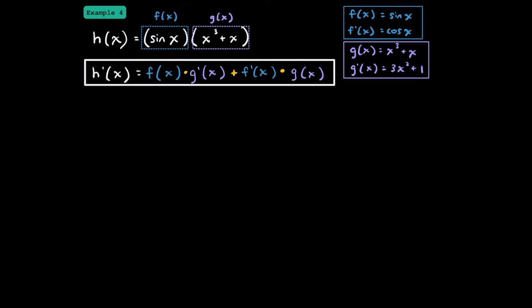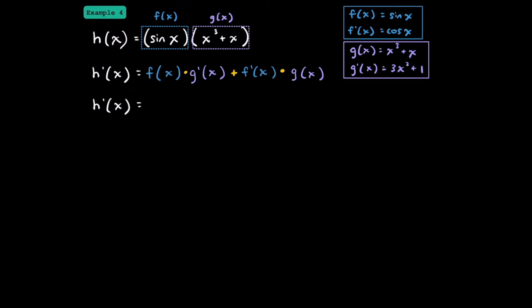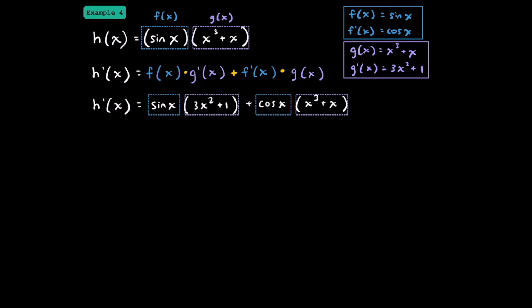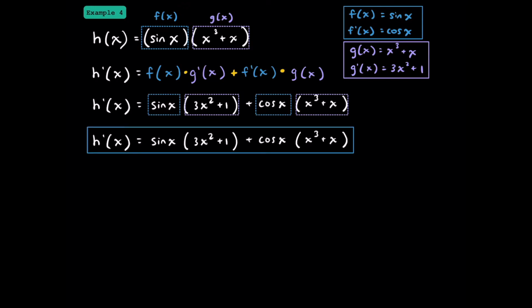Now we're going to plug in our 4 pieces into the product rule. First, we have f of x, which is sine of x, multiplied by g prime of x, which is going to be 3x squared plus 1, plus f prime of x, which is cosine of x, multiplied by g of x, which is x cubed plus x. Here's f and f prime, and here's g and g prime. Since we can't really simplify this anymore, we can say that this is our derivative.